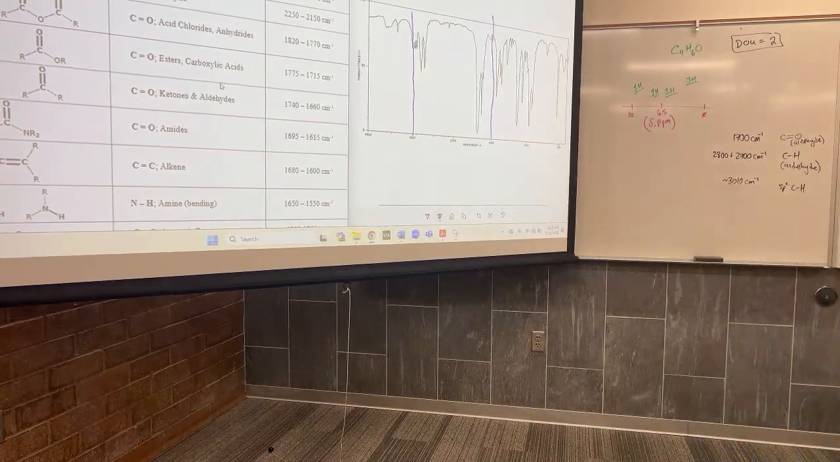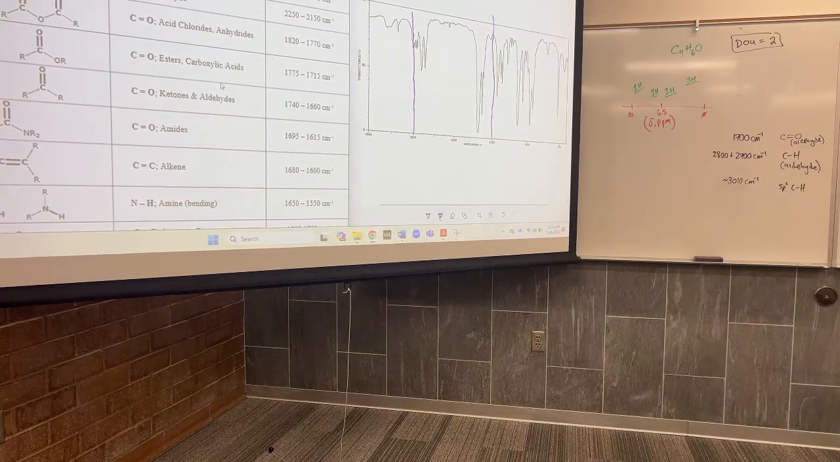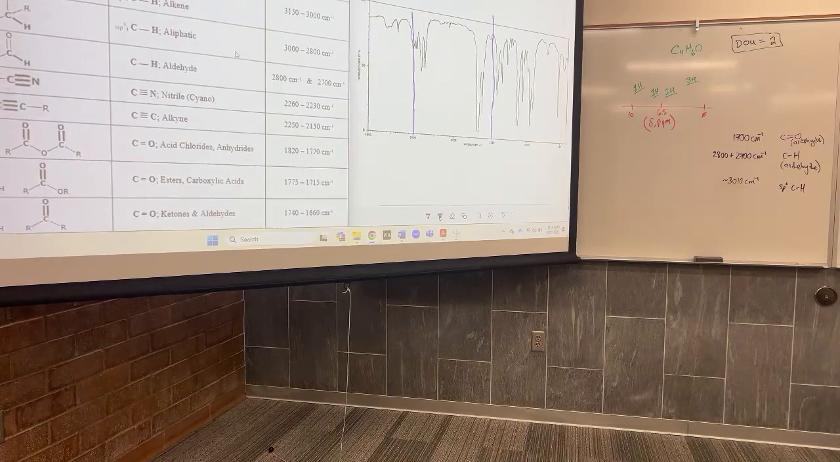But do you guys think that those two peaks, that kind of fatter one and the sharper one, are indicating bonds to us? Use the correlation table and let's look at what absorbs up there.